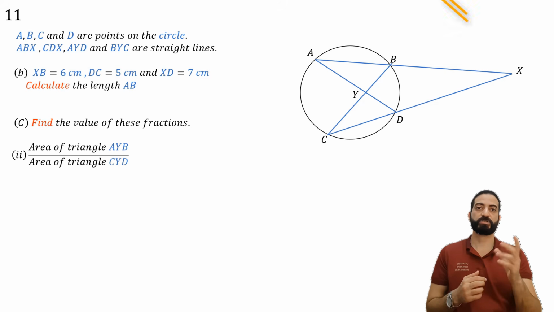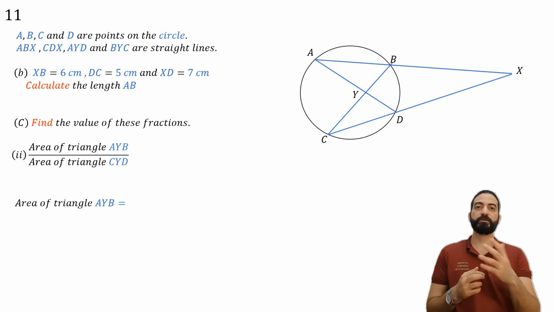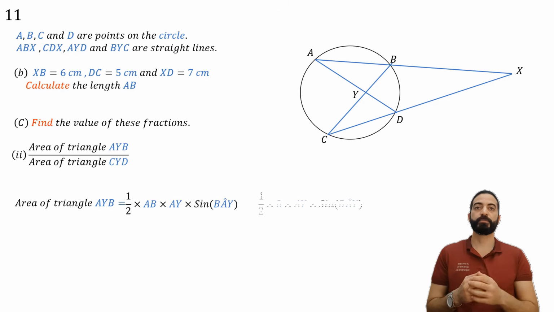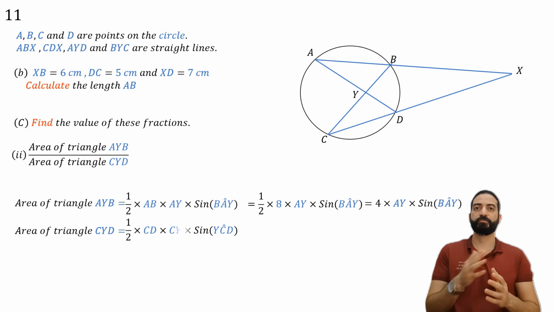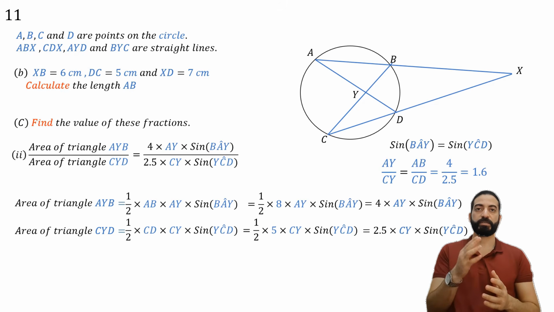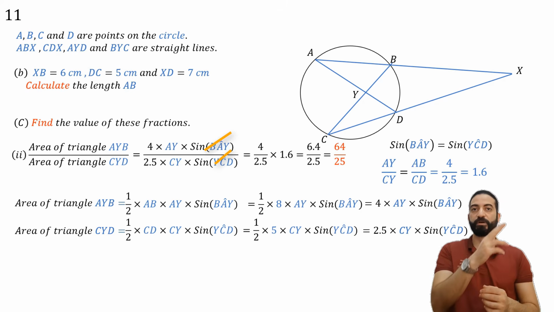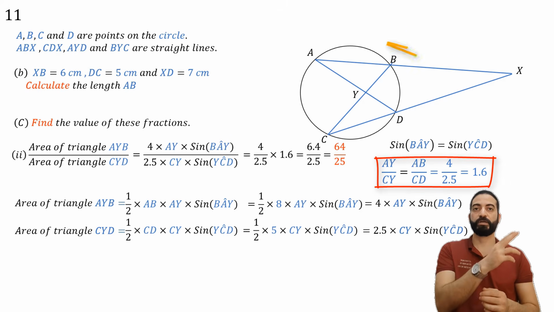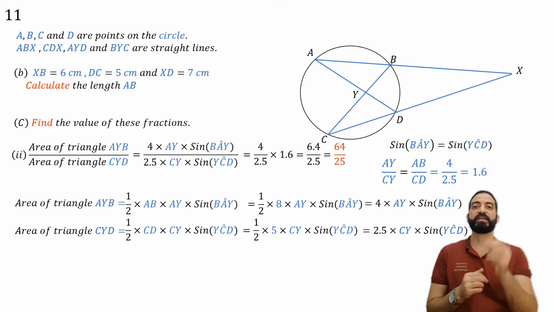Now we move to this question, area of triangle AYB over area of triangle CYD. We can also use this rule to get the area, and because angle BAY equals YCD, we can simplify, and we also have AY over CY equals 1.6, and in this way we get the final answer.